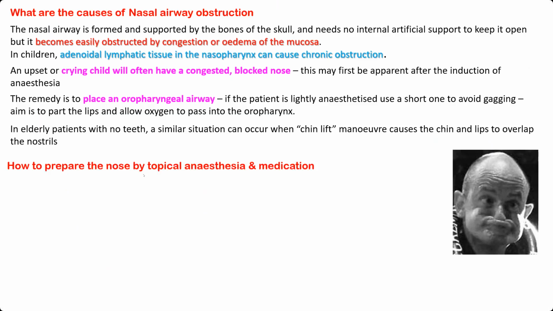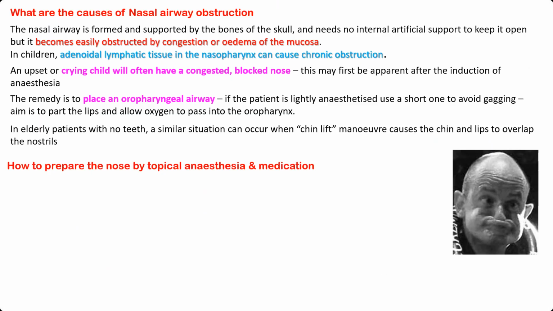Now, how to prepare the nose by topical anesthesia and medication for any instrumentation. What are the techniques of anesthetizing the nose? Vasoconstrictor nasal drops like oxymetazoline, xylometazoline. Very good. That is not anesthetizing; that is to reduce the congestion. But that is the first step, right? What you are saying is right. We must reduce the vascularity and the congestion of the mucosa so that the passage will expand. Very good. Then application of local anesthetic.